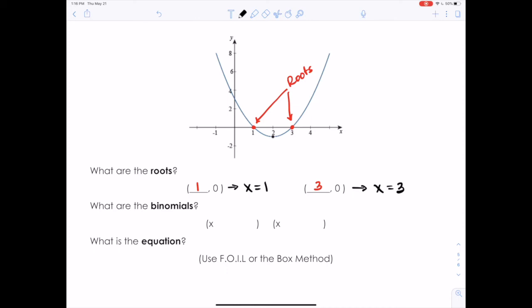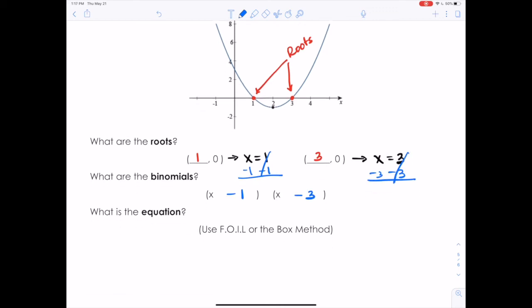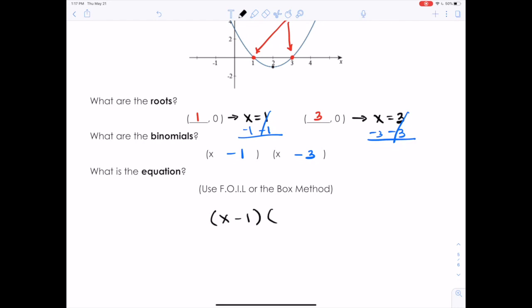Now I'm going to solve those expressions I just wrote and use inverse operations to do it. So I'm going to subtract 1 from both sides. My binomial is going to be x minus 1. Then I'm going to subtract 3 from both sides, and my binomial is going to be x minus 3. Again, notice how those signs changed.